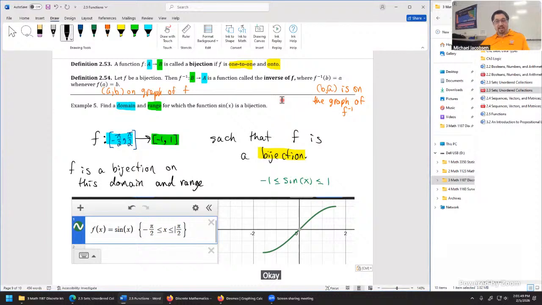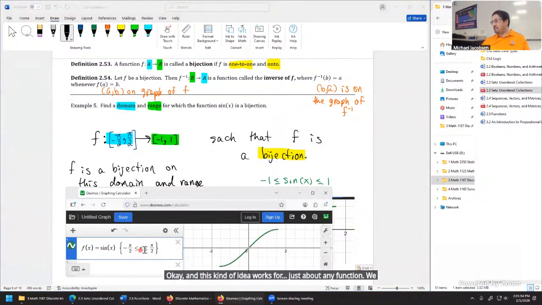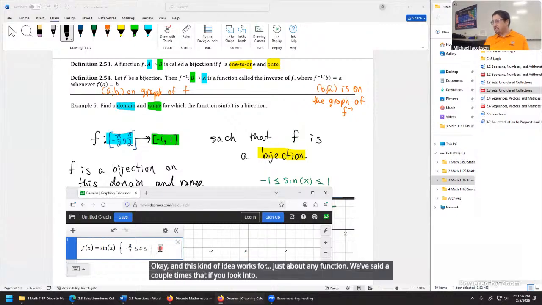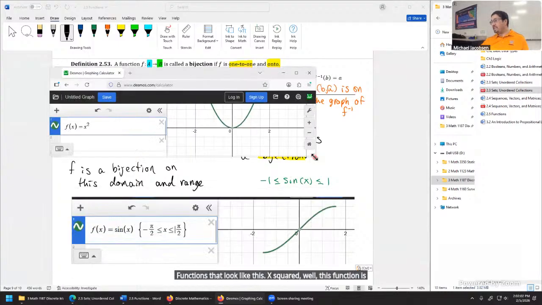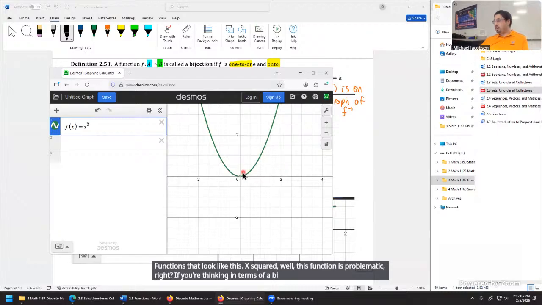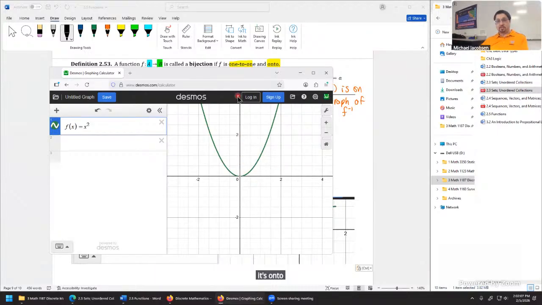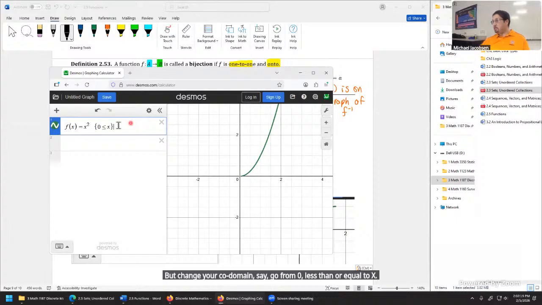Okay, and this kind of idea works for just about any function. We've said a couple times that if you look into functions that look like this, x², well, this function is problematic, right? If you're thinking in terms of a bijection, it's onto if your codomain is the non-negative numbers, but it's not one-to-one. But change your domain, say go from 0 less than or equal to x, and suddenly you have a one-to-one function. The inverse of this is just now the square root function itself.